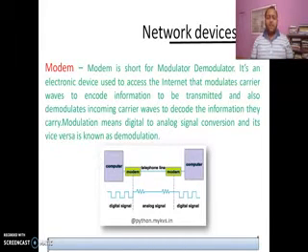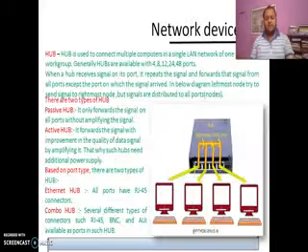So now let me read it out. Modem is a short term for modulator, demodulator. You might have studied these in your science chapters. It is an electronic device used to access the internet that modulates carrier waves to encode information to be transmitted, and also demodulates incoming carrier waves to decode the information. It means it will encode your data and decode your data to receive the information. Modulation means digital to analog conversion, and demodulation means analog to digital conversion. So here we are using both technologies, your analog and your digital.